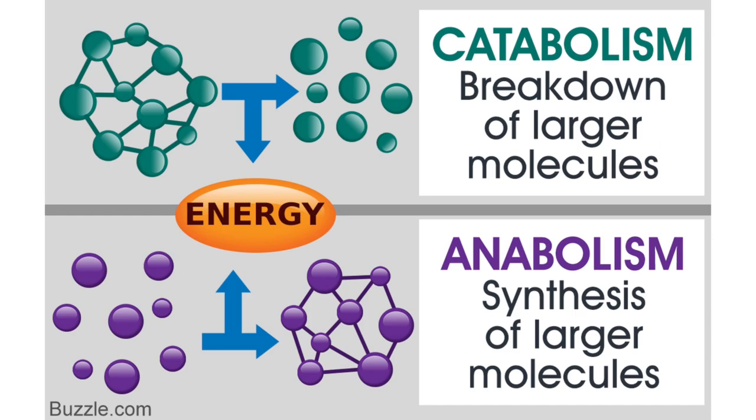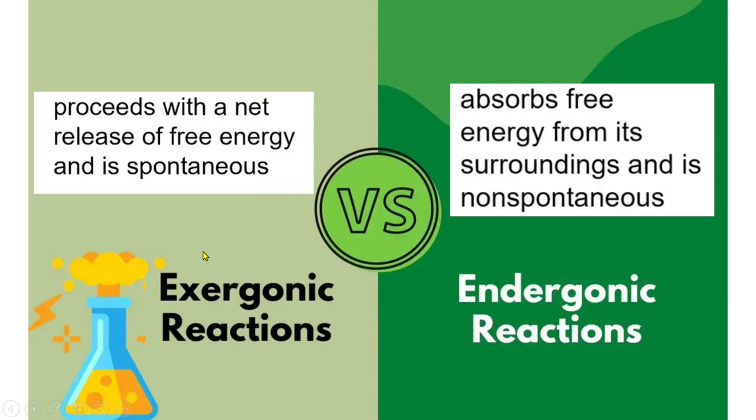Now, for cellular respiration, there are a couple of things that we need to know. First of all, the definition of catabolism and anabolism. Catabolic means the breakdown of larger molecules into smaller ones, while anabolic means putting together smaller molecules into bigger ones. On the other hand, when we talk about exergonic and endergonic reactions, exergonic means there's a release of energy, while endergonic means there is absorption of energy from the surroundings.